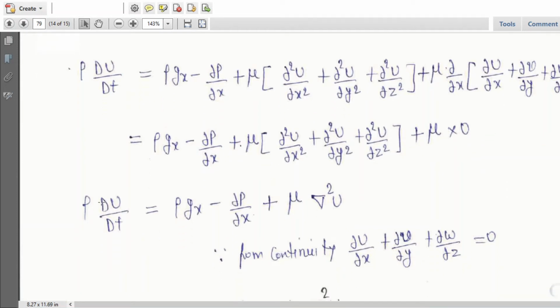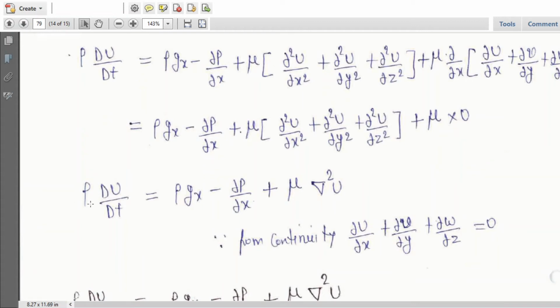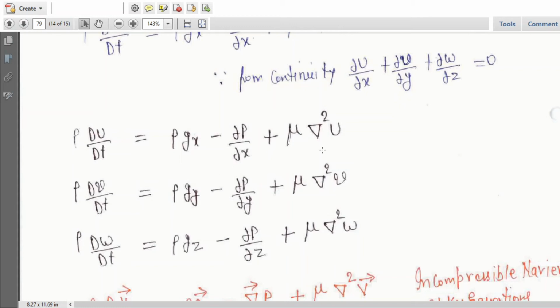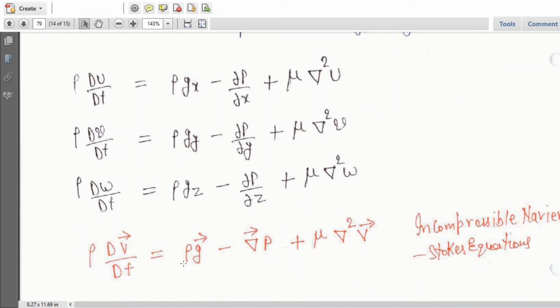So your x momentum balance equation is rho du upon dt equal to rho gx minus del p upon del x plus mu del square u only. So these are the resultant equations for the x direction, this is for the y direction, this is for the z direction. In general you can write rho dv upon dt equal to rho g minus del p plus mu del square v. These are the governing resultant equations for incompressible fluid.